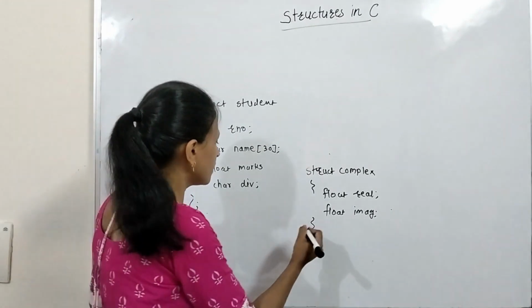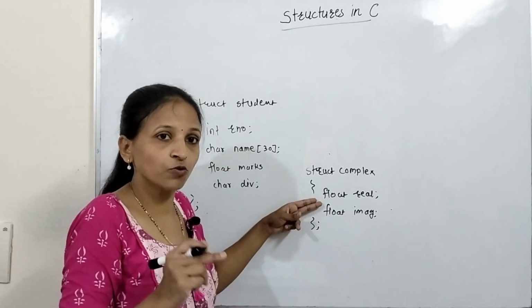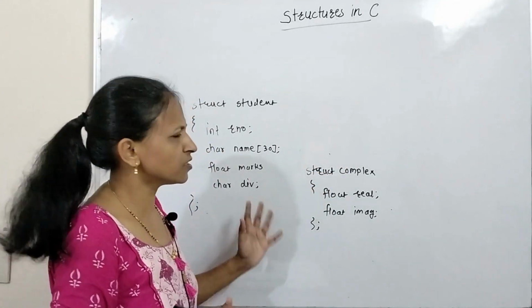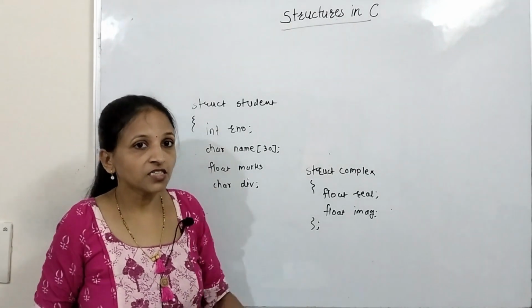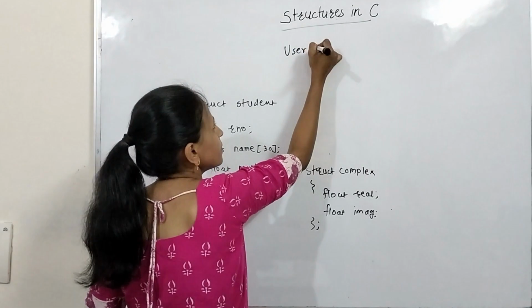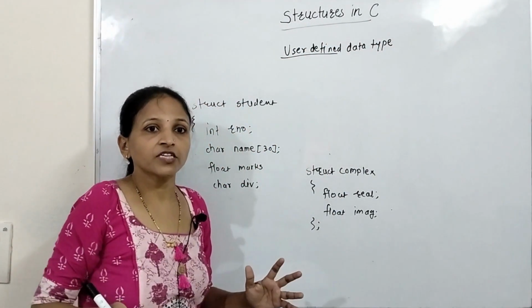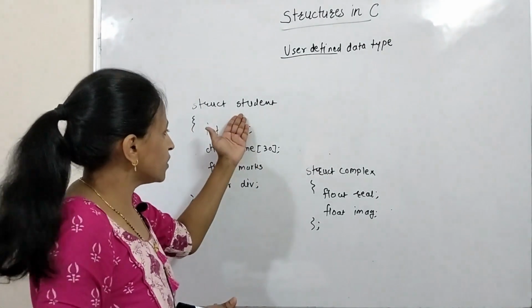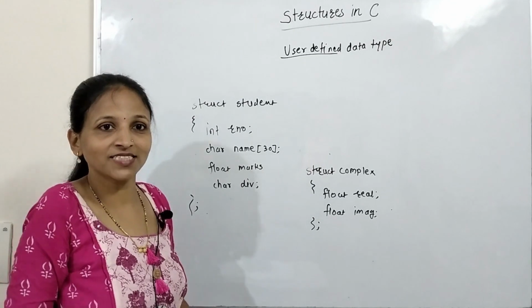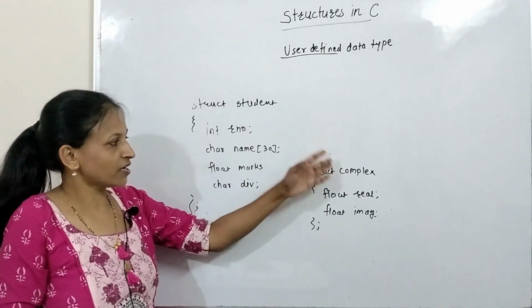In this way we can group together both the parts that will together represent one complex number. Getting? Now what is this structure? Structure is a way to create a user defined data type. What is the meaning of this user defined? See, this student, this complex is not provided by the C language itself. We are creating this one.